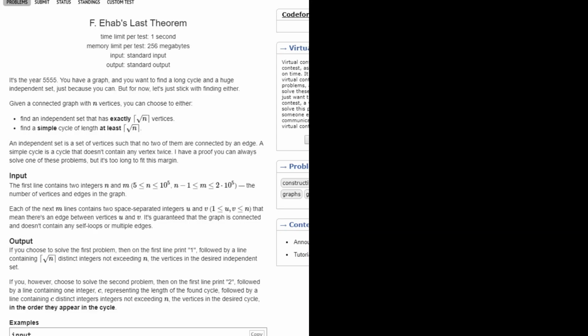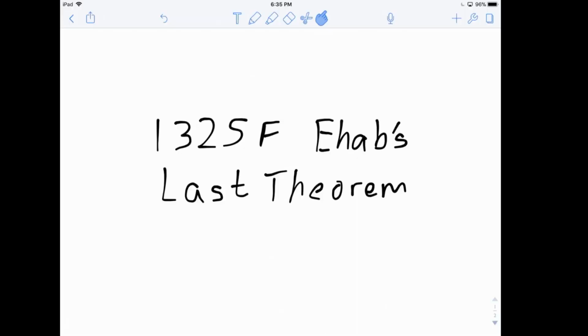Okay, let's first prove what they said, that one of the two is guaranteed to exist. So let's consider we have a graph, right? Either there is a simple cycle of square root of n vertices, or there is not. If there is, we've proven that there is one of the two. Or there's an independent set. If there's no simple cycle, each node is either part of a simple cycle or it's not, right? So there's no simple cycle of size greater than square root of n.